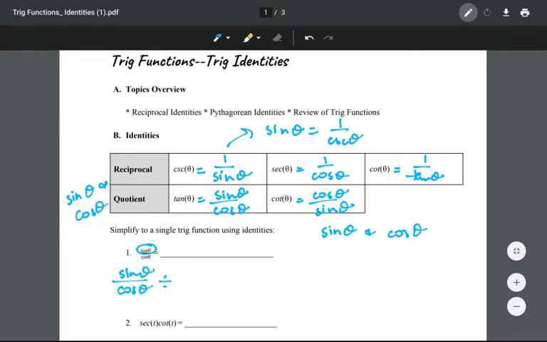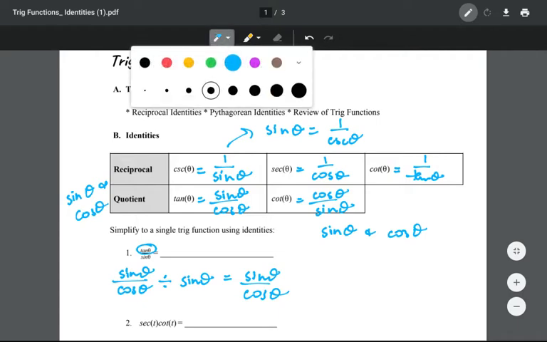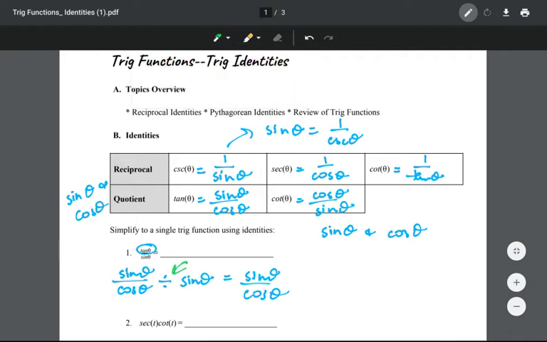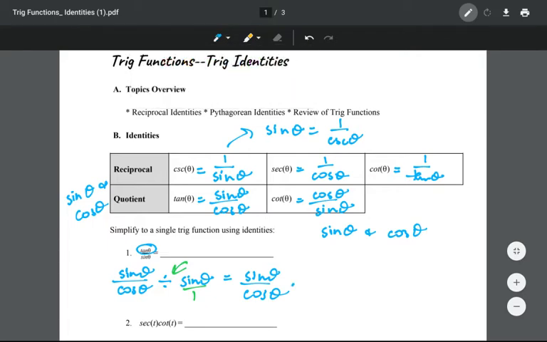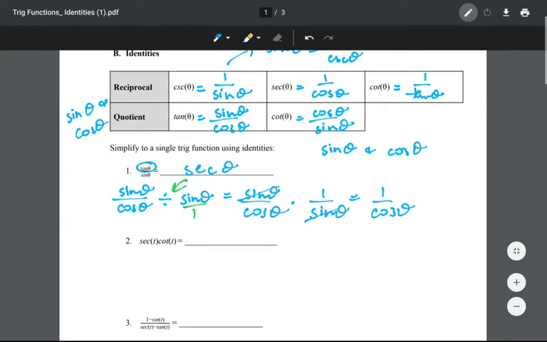I'm dividing that numerator by sine theta. But instead of dividing, I can think of that division as multiplying by the reciprocal. So if I think of that as sine theta over 1, I can instead multiply by the reciprocal 1 over sine theta. And I can cancel those sine thetas. I get 1 over cosine, which is secant theta. It says a single trig function, so you could leave it as 1 over cosine, but the simplest form would be that secant theta, the secant theta that I've got written there on the answer line.